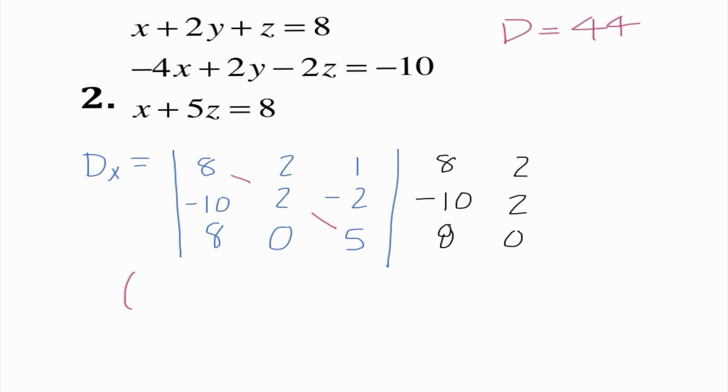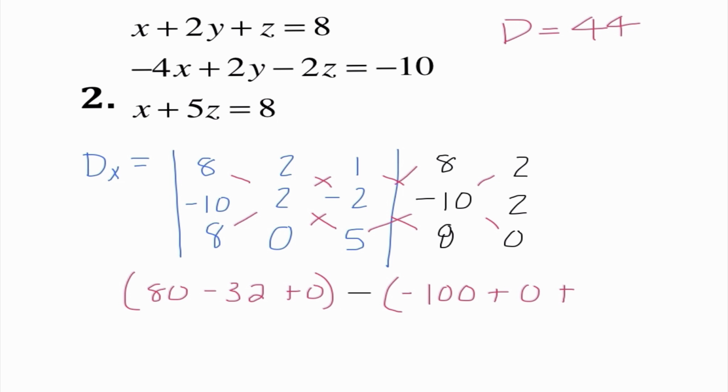Now let's go. 8 times 2 times 5 is 80. 2 times negative 2 times 8 is negative 32, and then I get 0. Mr. Determinfish tells us to subtract, and working backwards now, I get negative 100, 0, and 16. So I have 48 minus negative 84, which when I combine those ends up being negative 132.